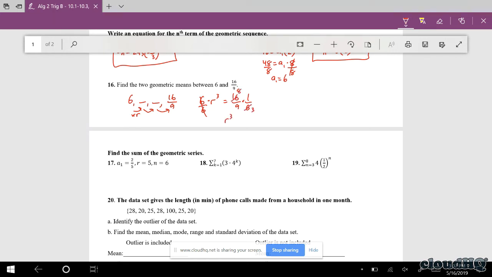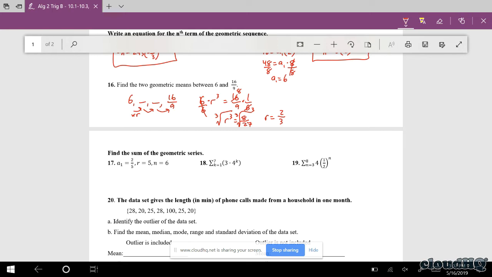So now r to the third is equal to 8/27. And so to solve this, I need to cube root that. Since it's an odd root, I do not need plus or minus. Cube root of 8 is 2, cube root of 27 is 3. If I had that in decimal form, that would not have been as nice. So good thing we kept it in fraction form. So now I know I'm multiplying by 2/3.